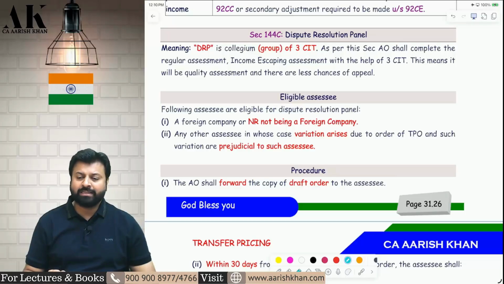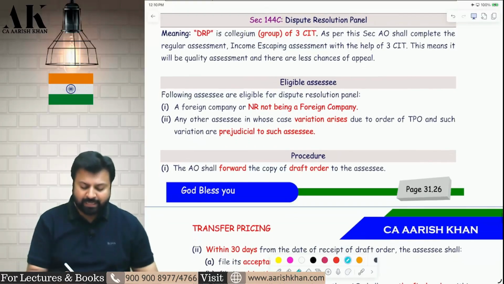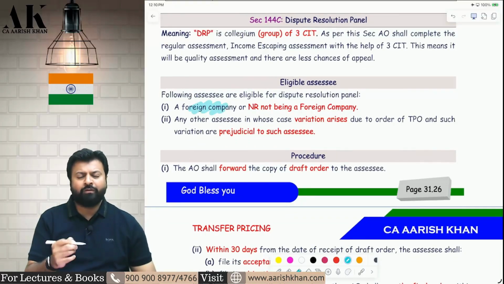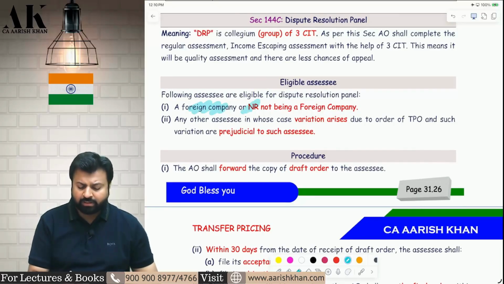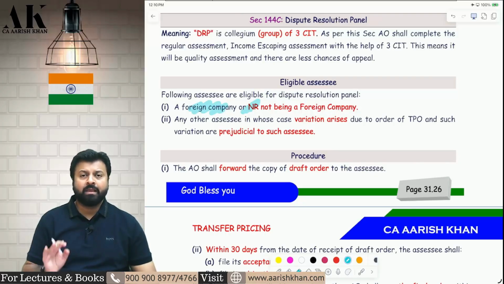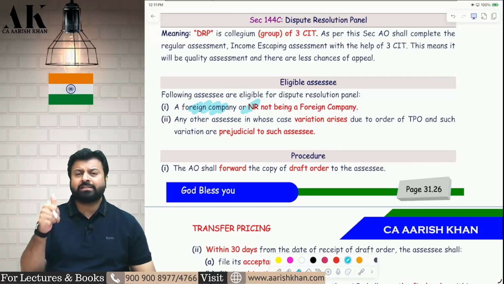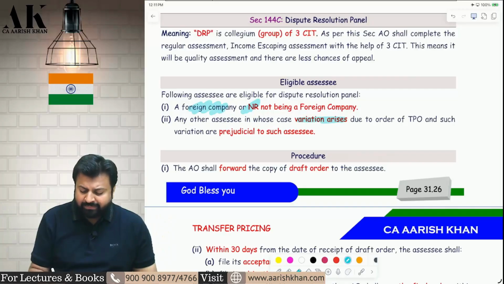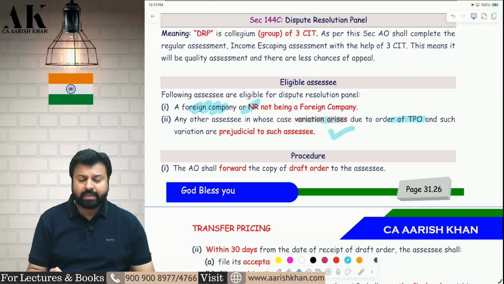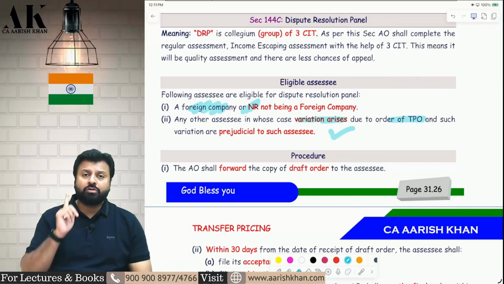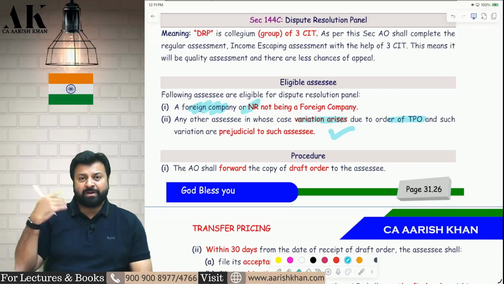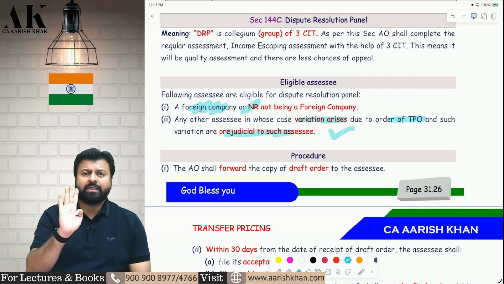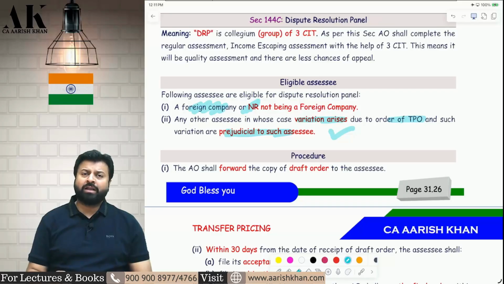So who are those fortunate assessees in whose case 3 commissioners will handle the matter? First of all, let's try to understand the eligible assessees. The eligible assessees are as follows. First of all, foreign companies will always be called eligible assessees, and all other non-residents can also be called eligible assessees. Non-residents and foreign companies will always be eligible assessees for the purpose of this section. Apart from that, if there is a variation which arises due to the TPO in transfer pricing, they can also be called eligible assessees. For others, if the TPO increases the income by a prejudicial order, then that assessee will also be called an eligible assessee.